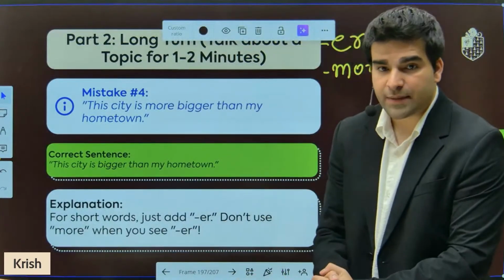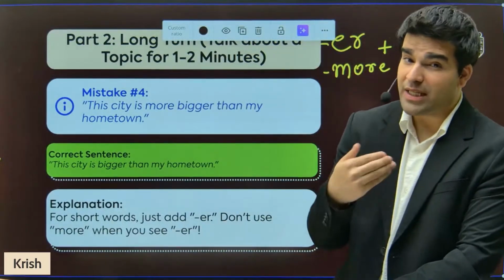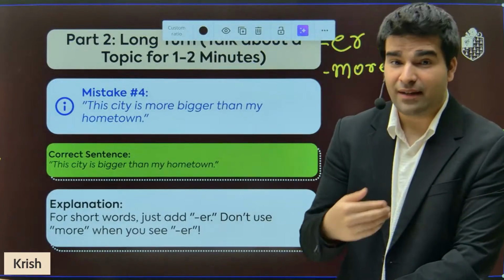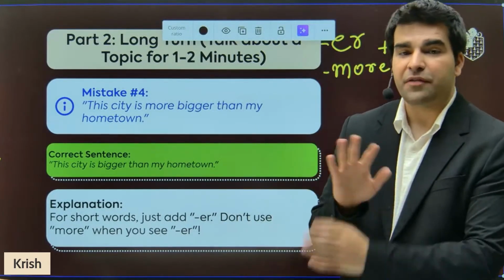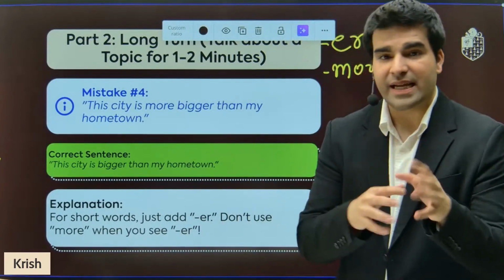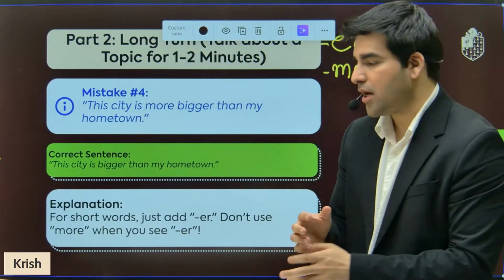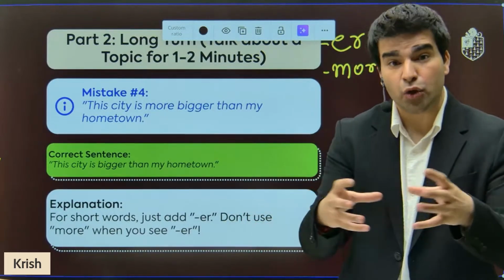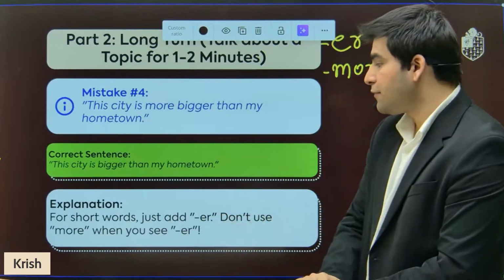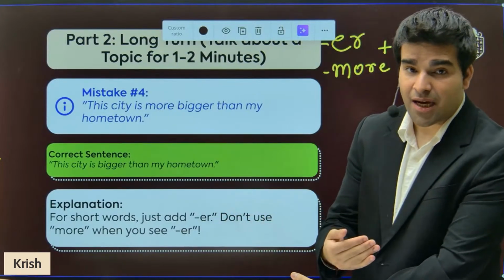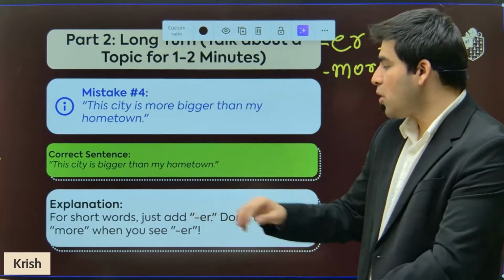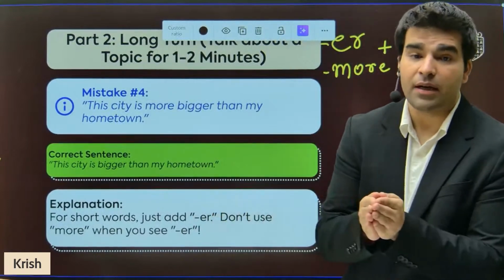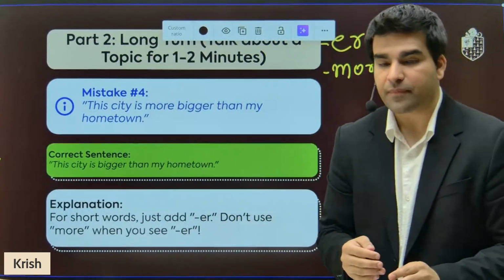For short words, actually, there's a deeper explanation than just this. But for the sake of understanding for a wider audience that's joined us, we don't know their level of English as well, so we just want to be more inclusive. We say, for shorter words, just add -er, and don't use "more" when you use -er together. Use only one.